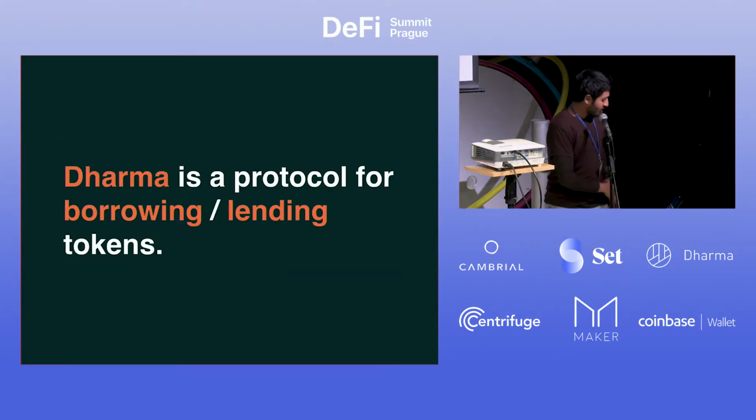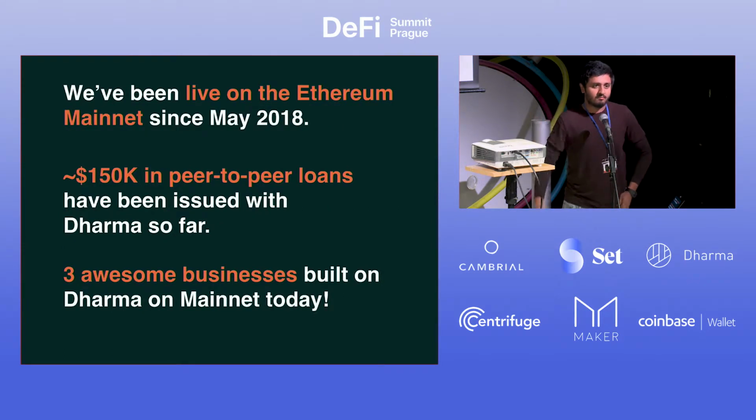Again, Dharma is a protocol for borrowing and lending tokens. We've been live on the Ethereum Mainnet since May of 2018. Since we launched, we've originated and serviced about 150K USD in peer-to-peer loans. We have 3 different awesome businesses that have launched on top of the protocol. 2 of them are relayers on the network, Blockboard and Quickline, and then there's a loan analytics tool called LoanScan where you can go and visualize all the open loans that have been created on the Ethereum blockchain.